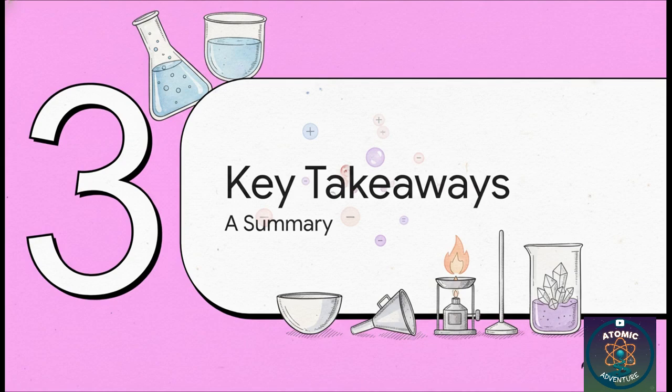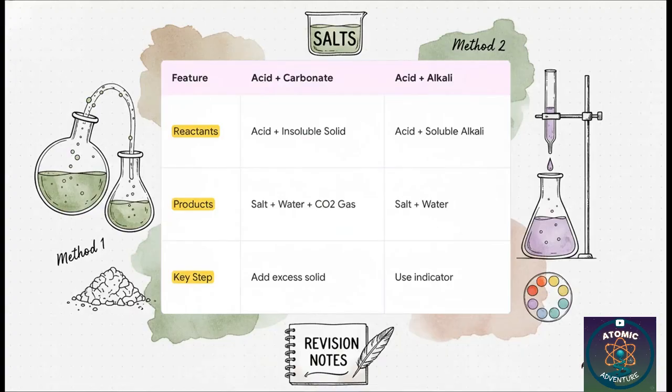All right, we've covered two complete methods for making salts. Let's quickly summarize the key takeaways that you'll absolutely need to remember for your exams. This comparison shows the main differences perfectly. Method 1 is for an insoluble solid. You add an excess, and you get carbon dioxide gas. Method 2 is for two soluble liquids. You have to use an indicator to find the exact neutral point, and no gas is made. This is a perfect summary for your revision notes.